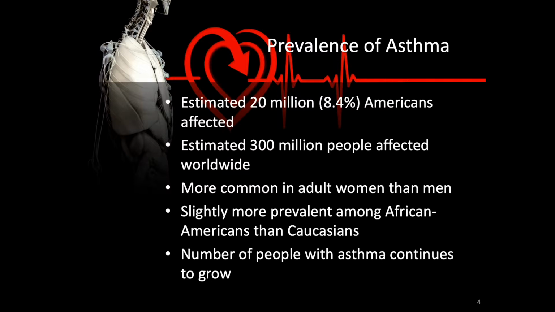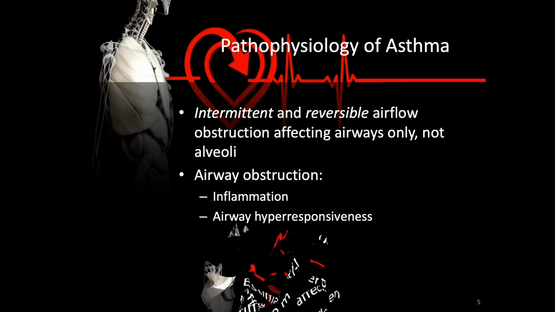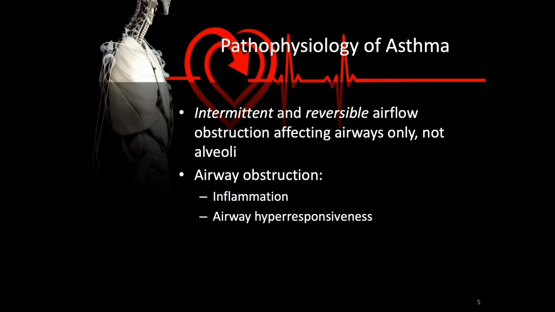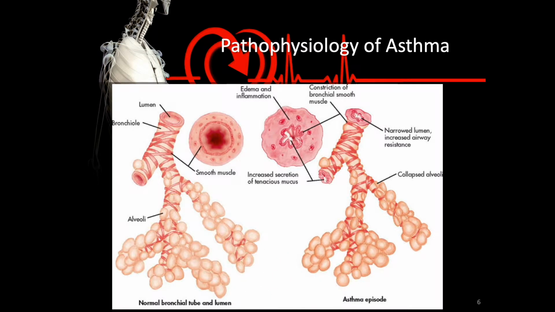The hallmark of asthma is the reversible and intermittent airflow obstruction that affects only the airways. It does not affect the alveoli. And this airway obstruction is caused by both inflammation and airway hyperresponsiveness. When we talk about airway hyperresponsiveness, we're talking about smooth muscle spasm that constricts the airways. So not only do you have inflammation, you have a more narrow airway. Add mucus, and you have obstruction of that airway.